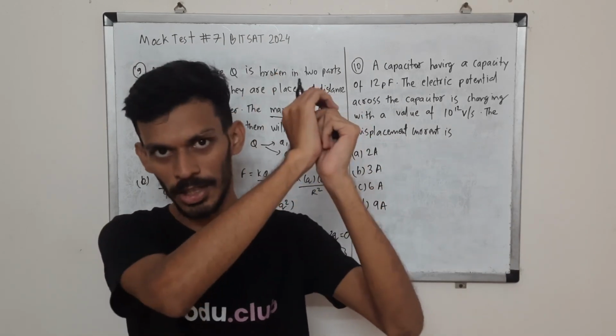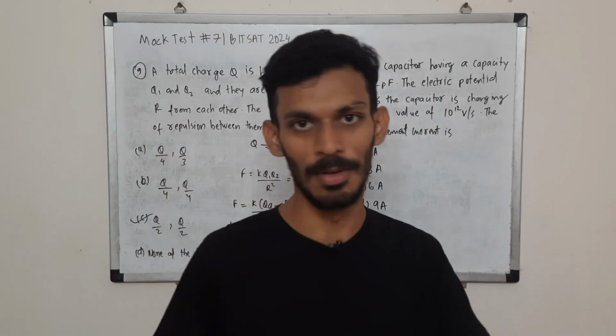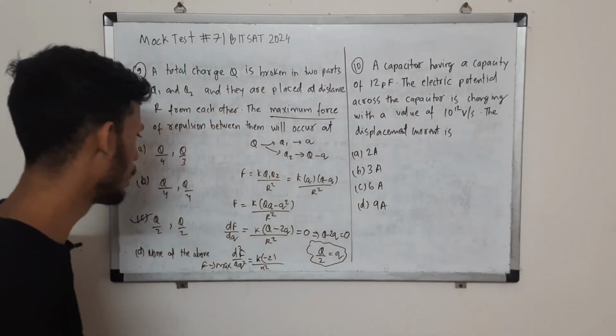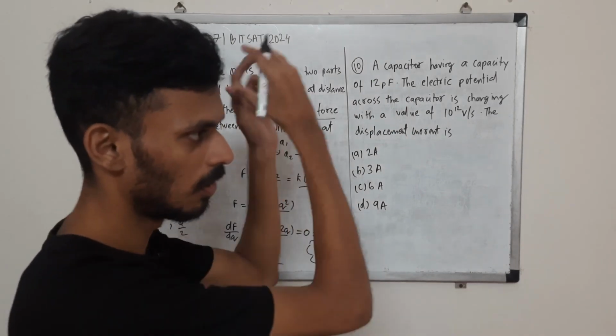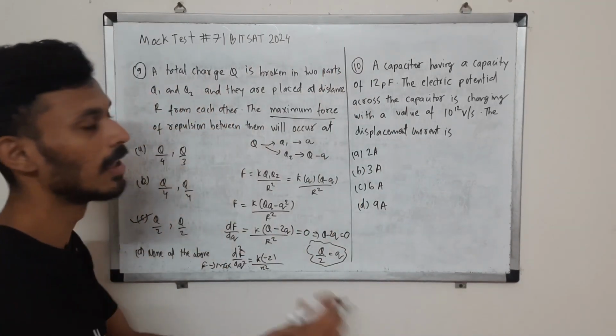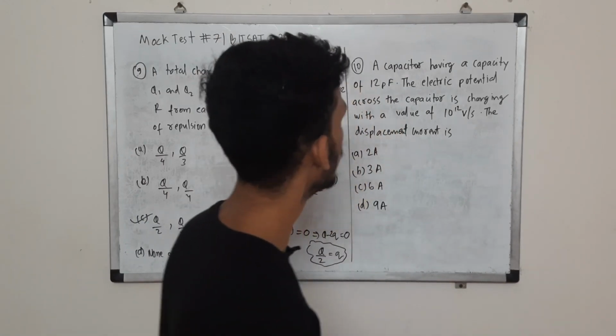If you have a total charge Q, you can split it into Q by 2 and Q by 2 so that you have the maximum force. You can remember it directly. Half the charge of the total at a constant distance will give you the maximum force. Okay, capacitor, coming to question 10, here we have a capacitor.